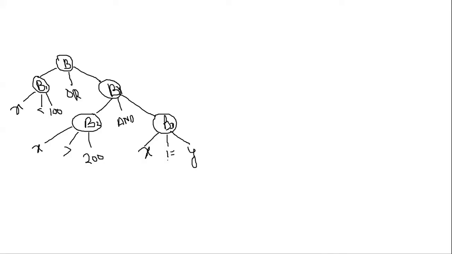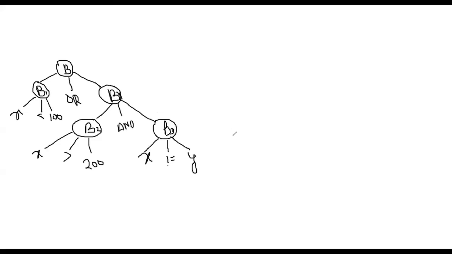The Boolean expression was x is less than 100 or x is greater than 200 and x is not equal to y, and we have drawn the parse tree for that. Now scan the parse tree from left to right. Before scanning the parse tree, we have to design three lists. What are these lists? List number one is the true list. Where will you make the true list? The true list will be made at the reduction point.